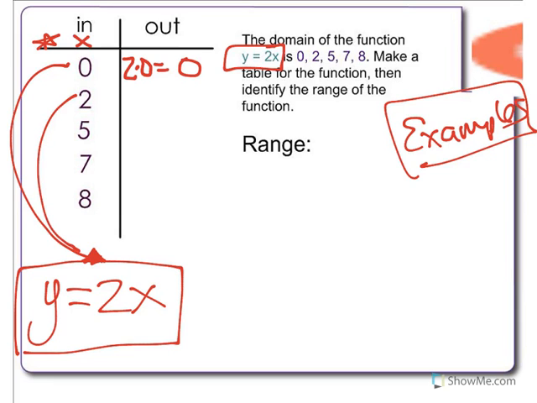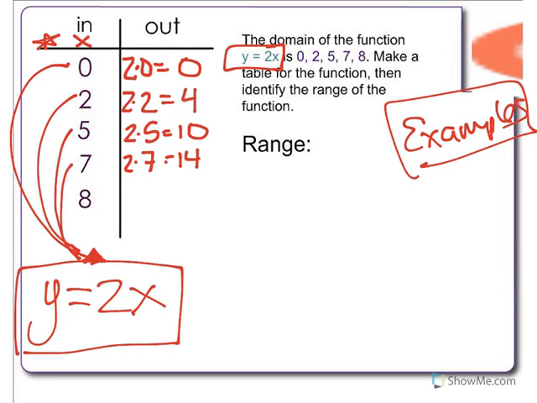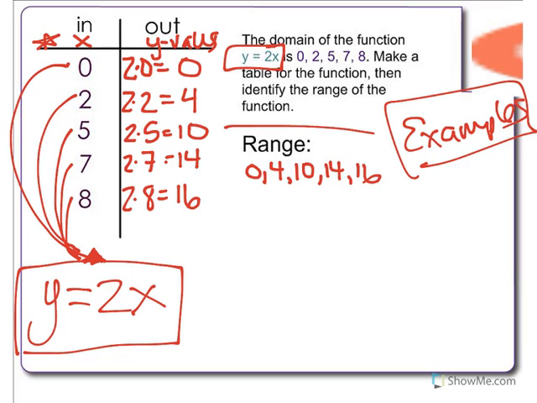I'm going to do the same thing for every value. 2 times 2, I'm just plugging it into my function. It's 4. Plugging 5 into my function is 2 times 5. It's 10. 2 times 7 is 14. 2 times 8, 16. So therefore, the values of my range, my output, or my y values, my range is going to be 0, 4, 10, 14, 16.